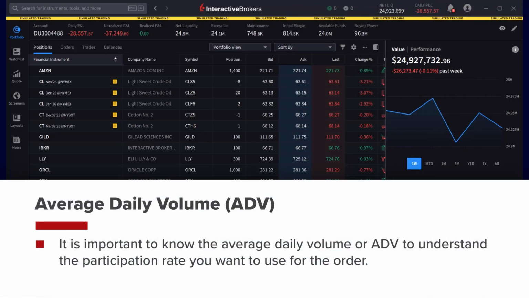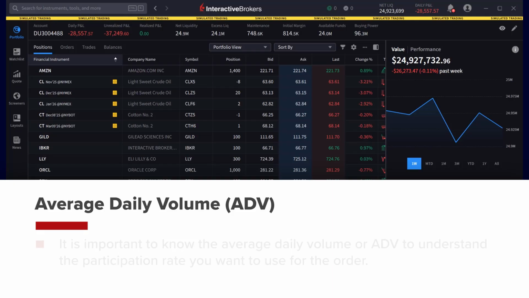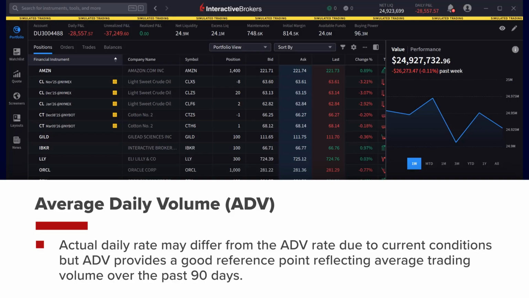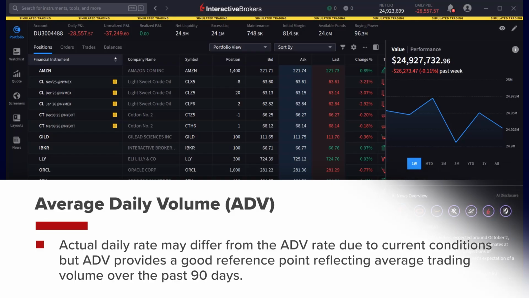It is important to know the average daily volume, or ADV, to understand the participation rate that you want to use for the order. While the actual daily rate on the day or days that the order is active may differ from the ADV rate due to current volumes or conditions, the ADV is a good reference point and reflects the average trading volume over the past 90 days.